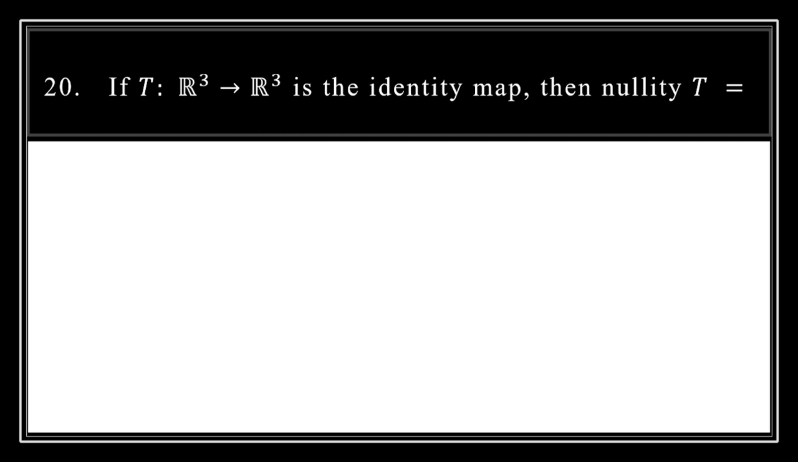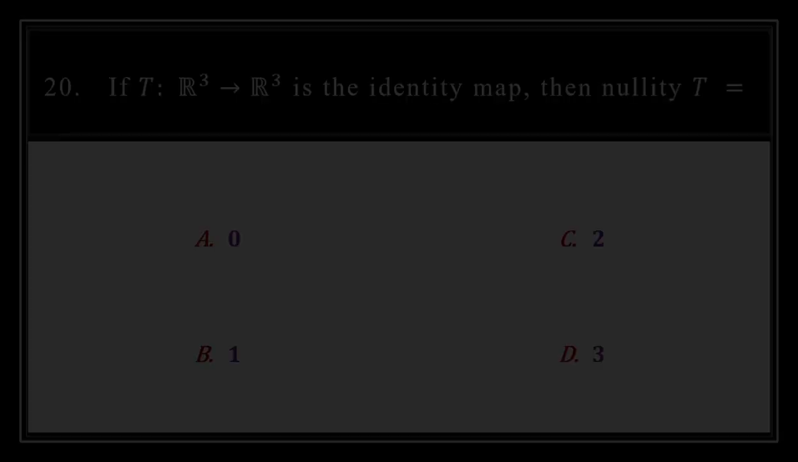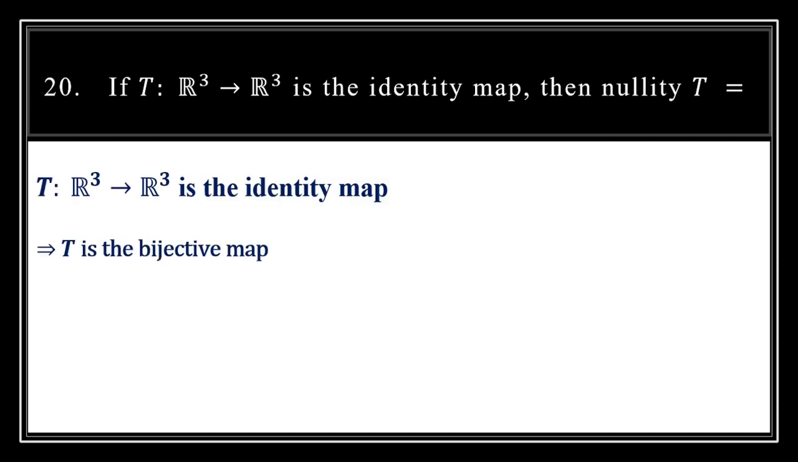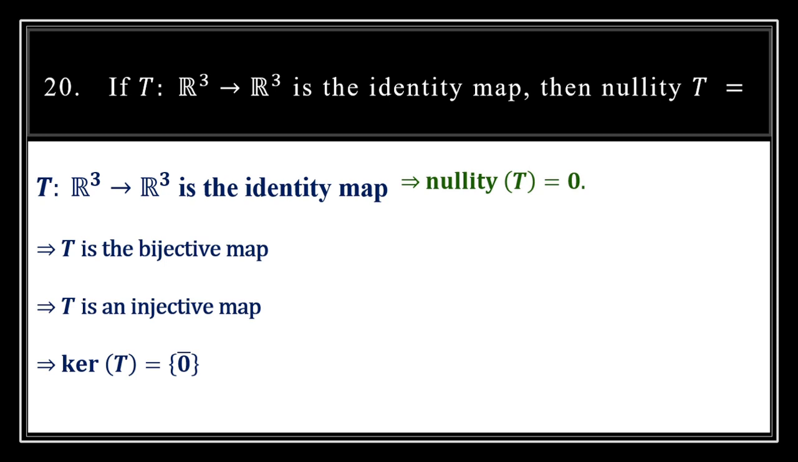First question, if T from R3 to R3 is the identity map, then nullity of T is equal to, options are 0, 1, 2, 3. See, when T from R3 to R3 is the identity map, it is a bijective map. As it is bijective, it is also an injective map, and as it is an injective map, its kernel is the singleton zero vector, and hence its dimension is 0. So the dimension of kernel T, which is nothing but nullity of T, is equal to 0, and so the correct option is option A.